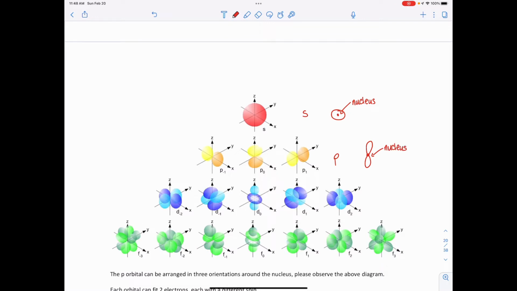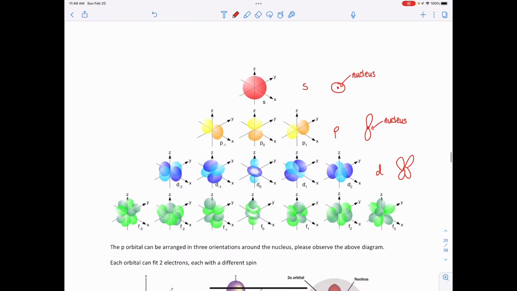And for your d orbitals, if I have my nucleus, it's like having 4 lobes. For your f orbitals, this is like having 6 lobes. What this means is that if I have an electron, the electron could be anywhere in this lobe or in that lobe, anywhere. It could be close to the edge, could be close to the nucleus. We don't know, as that's the probability density of where the electrons could be.